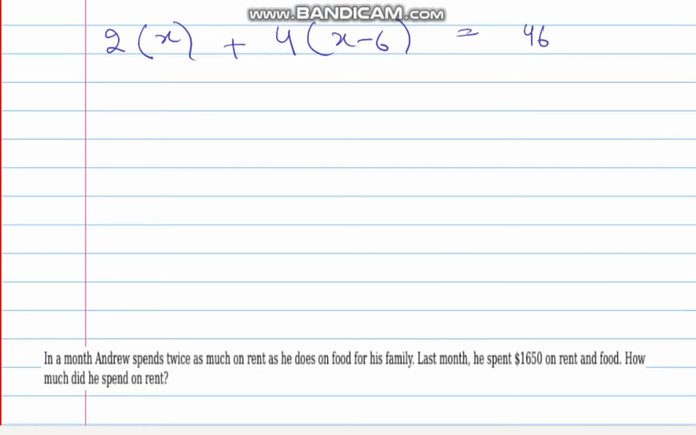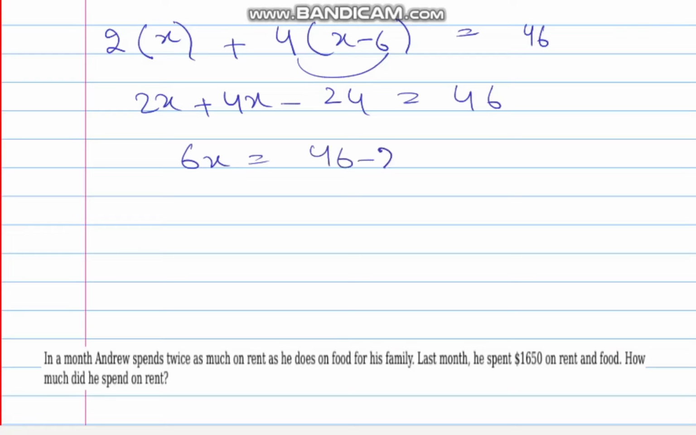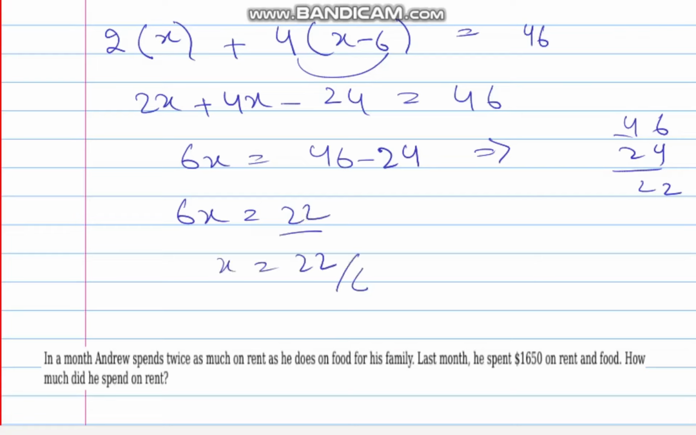You can solve the equation and you will get the answer like this: 2x plus 4x minus 4 multiplied by 6, which is 24, is equal to 46. Now 6x is equal to 46 minus 24. Let me write that there, and I will get 22. 6x is equal to 22, and I will get x is equal to 22 by 6.